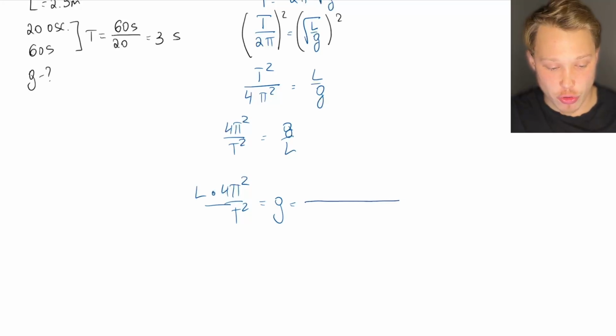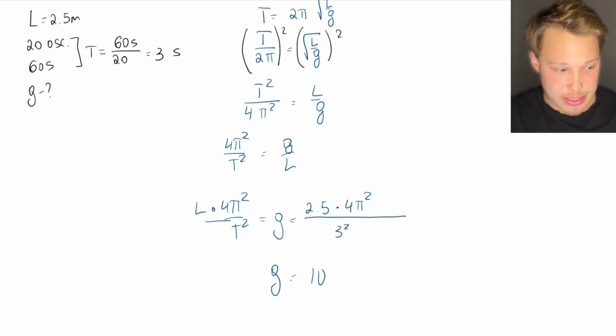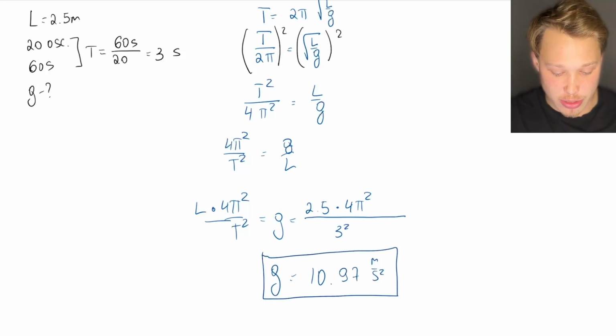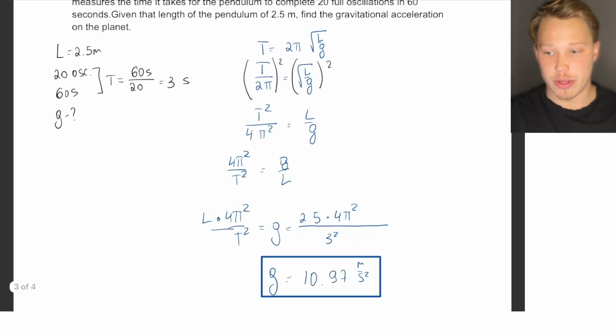Let's just plug in all the quantities that we know. The length is 2.5 times 4 pi squared divided by T squared, and we have our final answer for g as 10.97 meters per second squared if you plug this into your calculator. Just like this. All right.